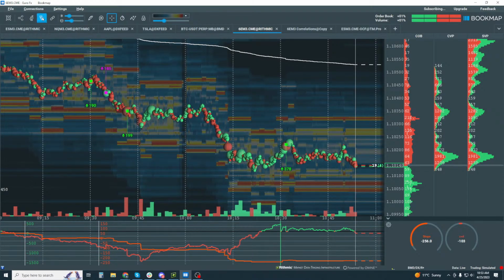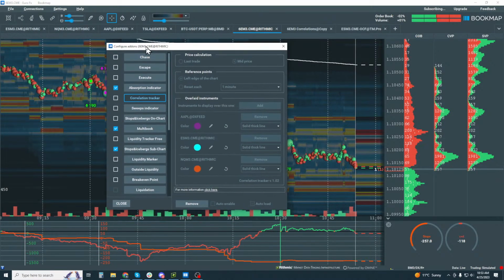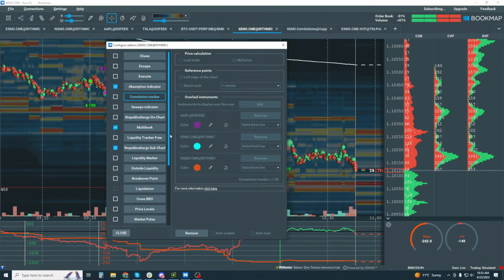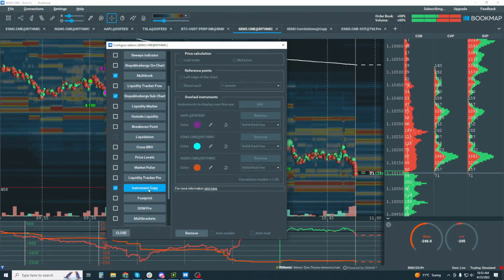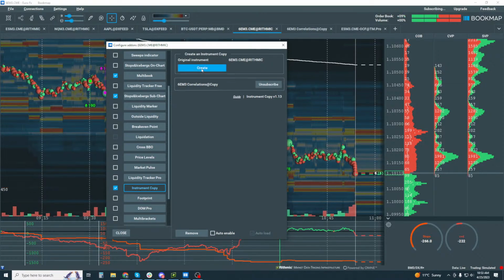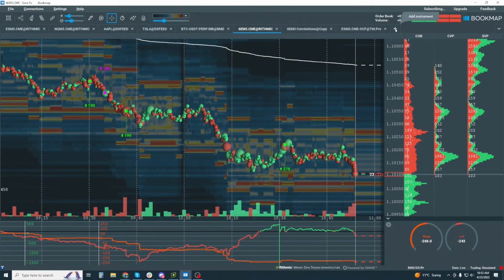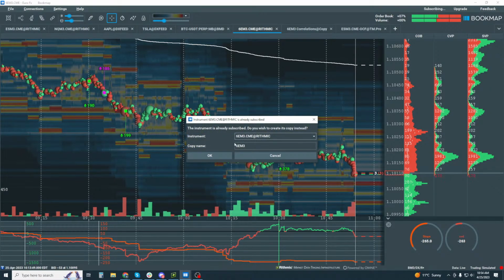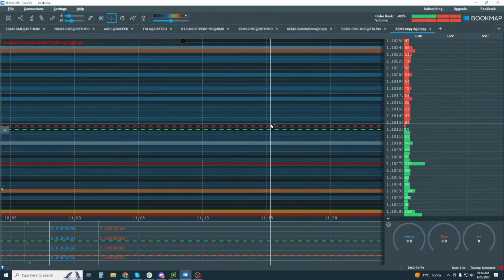So I do want to see the heat map. What I did was I went over here, in the add-ons, now this add-on everybody has, you'll have to download it, but it's instrument copy right here. You can create an instrument copy here, select it, and then come up here and click on the plus tab. We can put in another 6E, and let's just make it simple. We'll add it here, and it asks what do you want to name it. We can call it copy 3, and click OK, and then here it is.